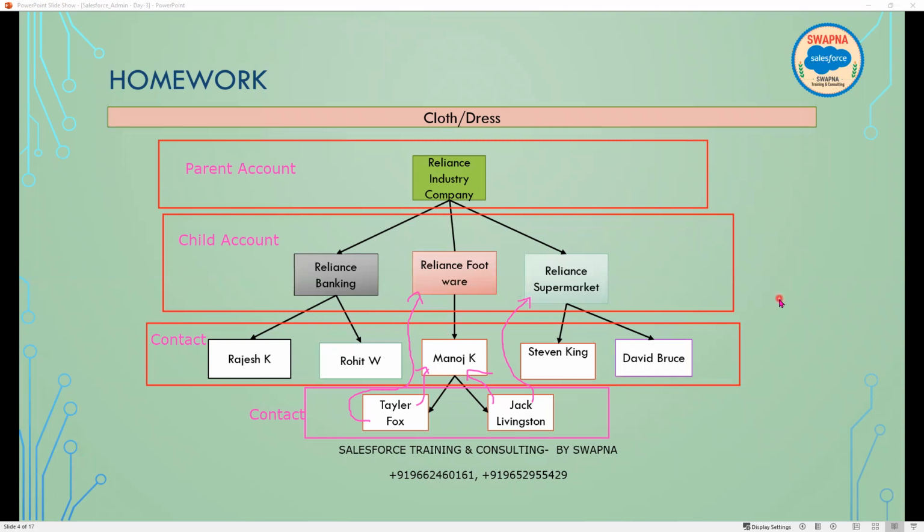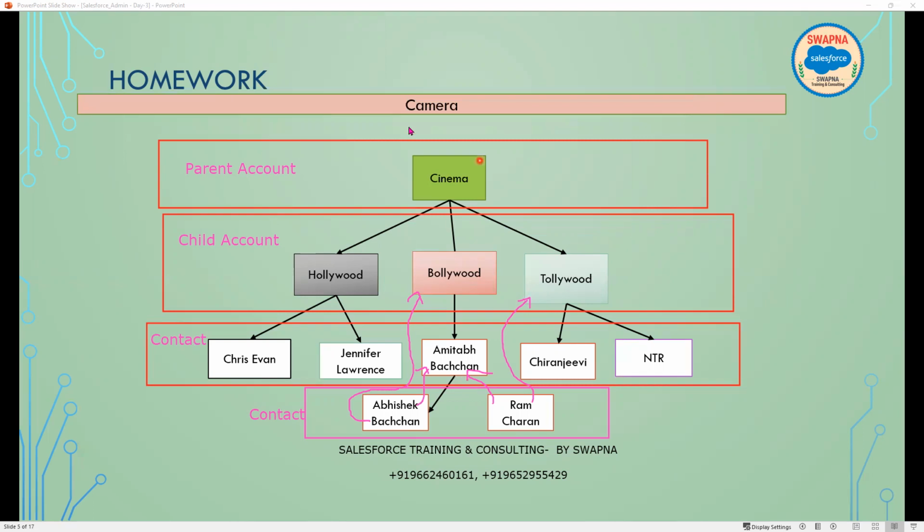Okay. Similarly, we have another homework, which is a camera. Here also you have Cinema as a parent account, and within that you have different groups: Hollywood, Bollywood, and Tollywood. They also want to buy the camera. Within Hollywood you have an individual person, within Bollywood you have an individual person, and within Tollywood also you have an individual person.